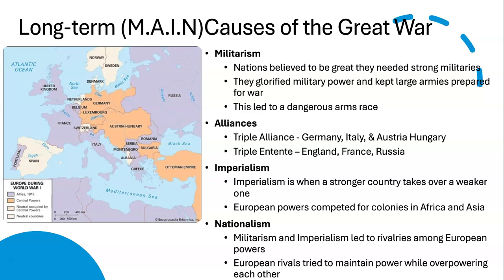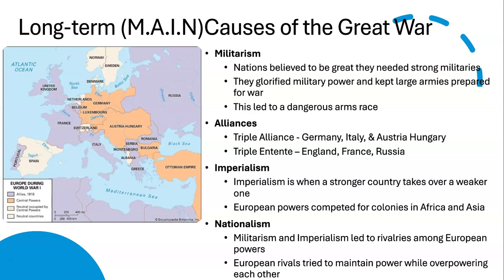There's also alliances, right? So there's two major alliance groups. There's the Triple Alliance with Germany, Italy, and Austria-Hungary. And then we also have the Triple Entente, which is England, France, and Russia. And there's more alliances than that, and some of the alliances were even secret. And so when war or conflict breaks out, we're going to have all these countries pulled into conflict in just a matter of months, because they swore to protect and to work with each other if they were attacked.